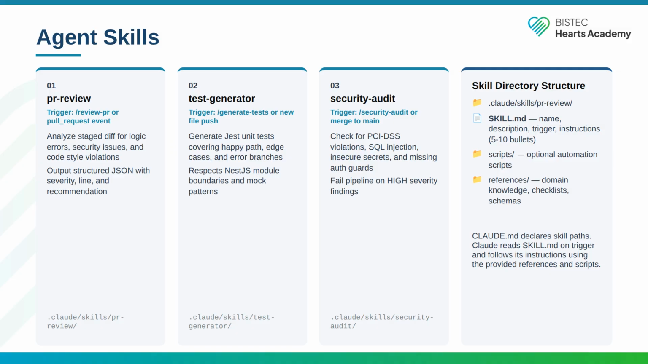The pre-review skill triggers on review PR or a pull request CI event. It analyzes the staged diff for logic errors, security issues, and code style violations, and outputs structured JSON with severity level, line number, and a concrete recommendation.